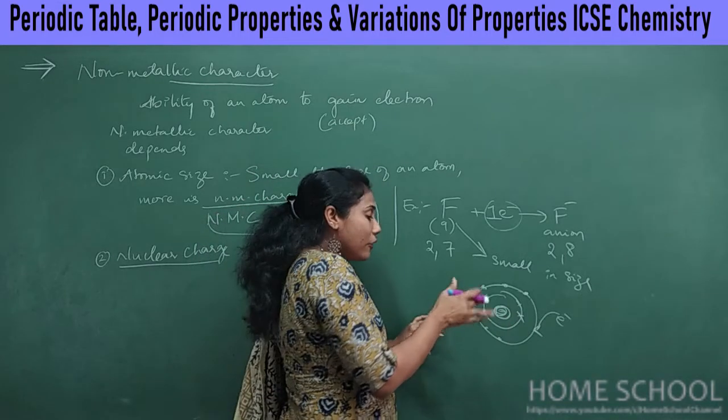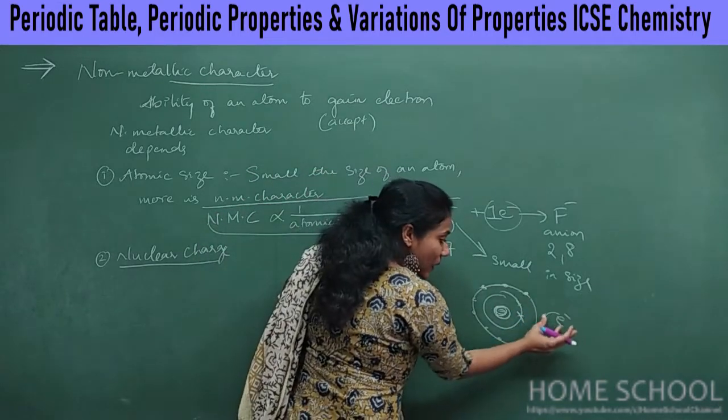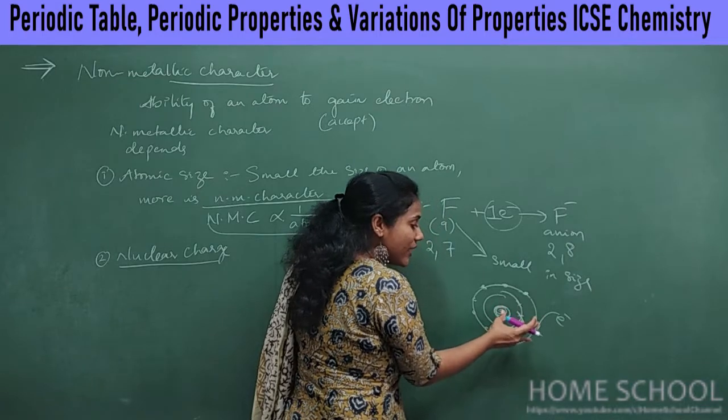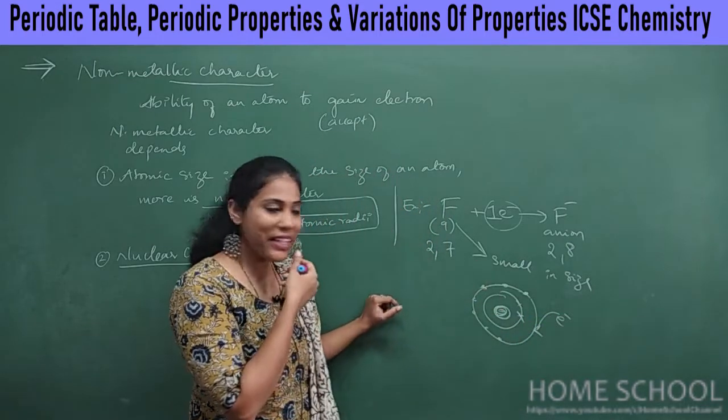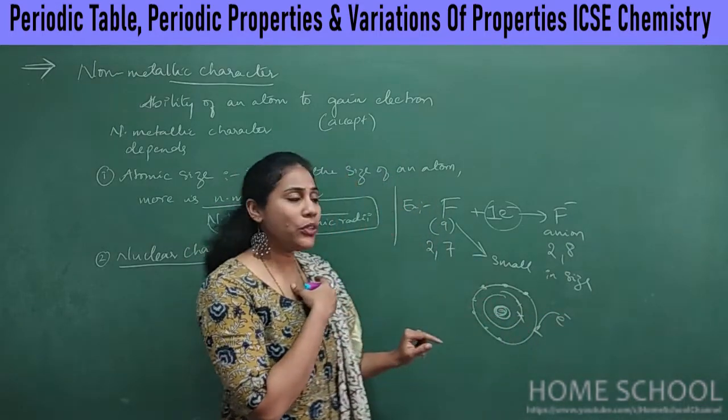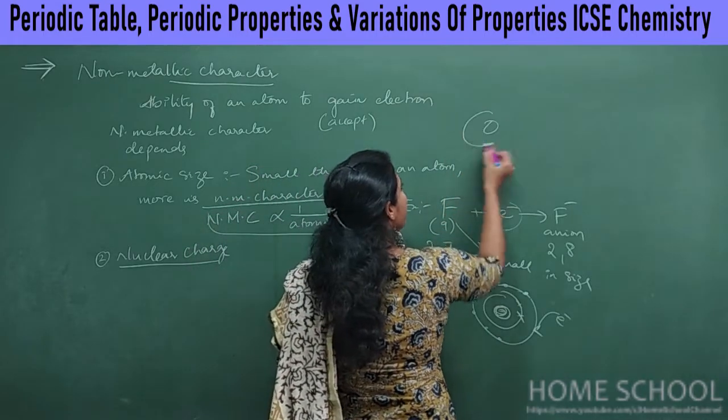So when does this electron get more attraction towards the nucleus? When it is near to the nucleus, when it is quite near to the nucleus. Say for example, you have too many shells.